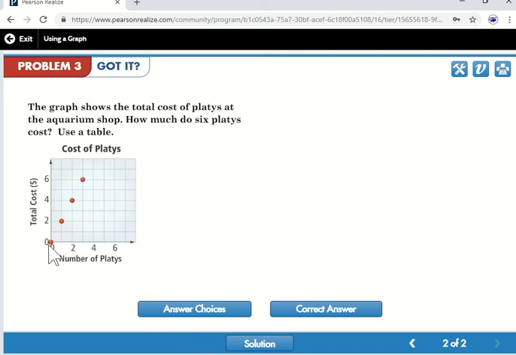It looks like 0 platies cost $0, obviously. 1 platy would cost $2. 2 platies cost $4. 3 platies cost $6.